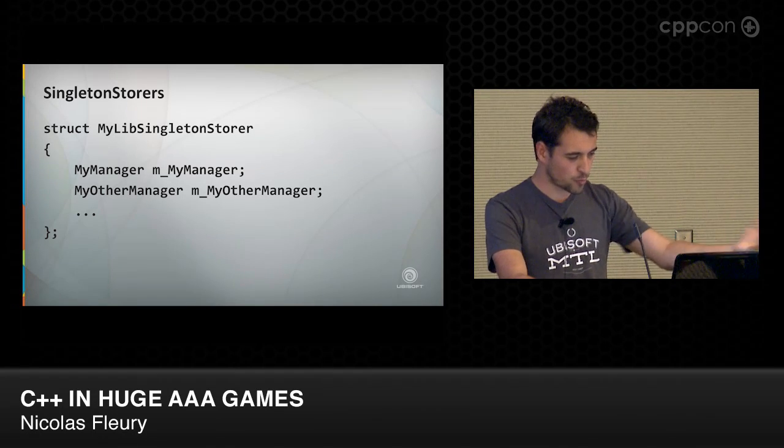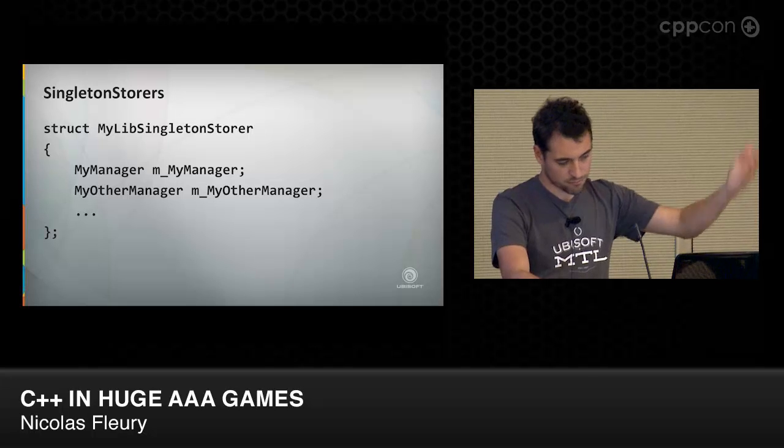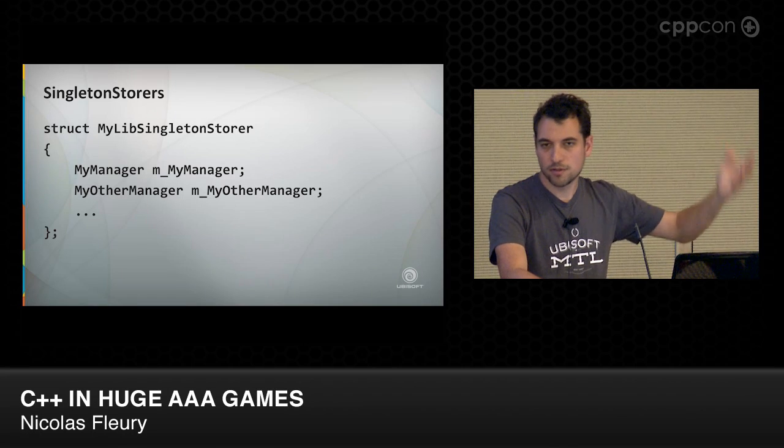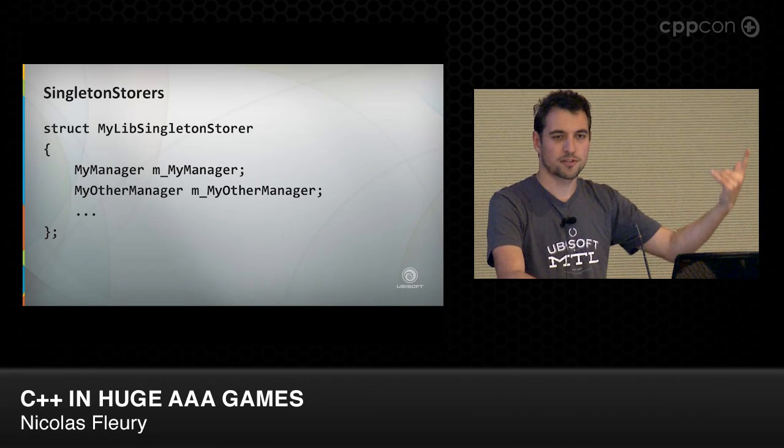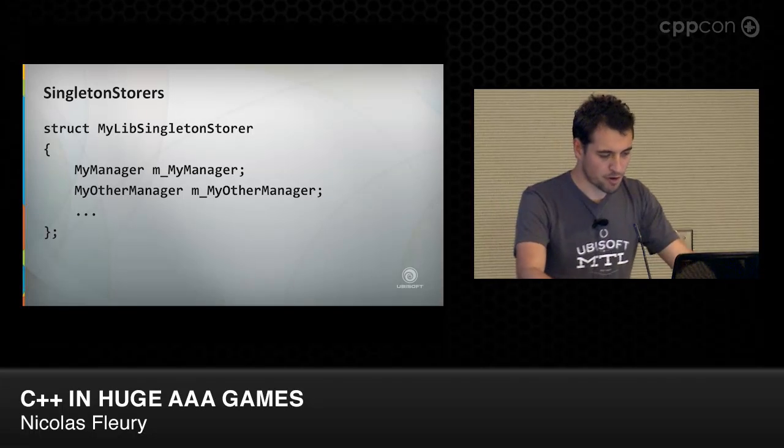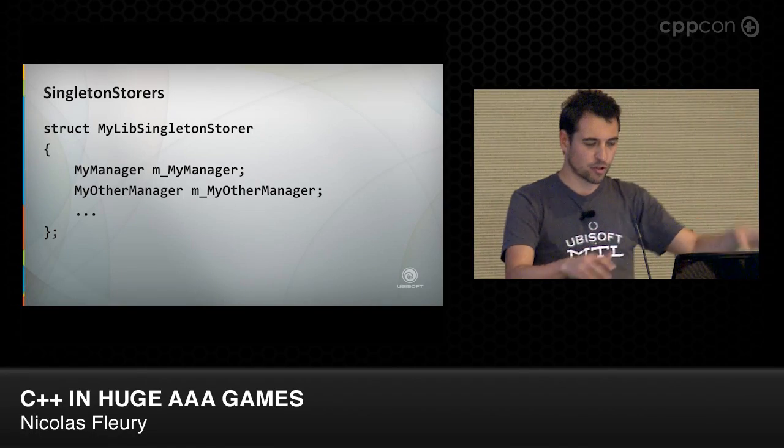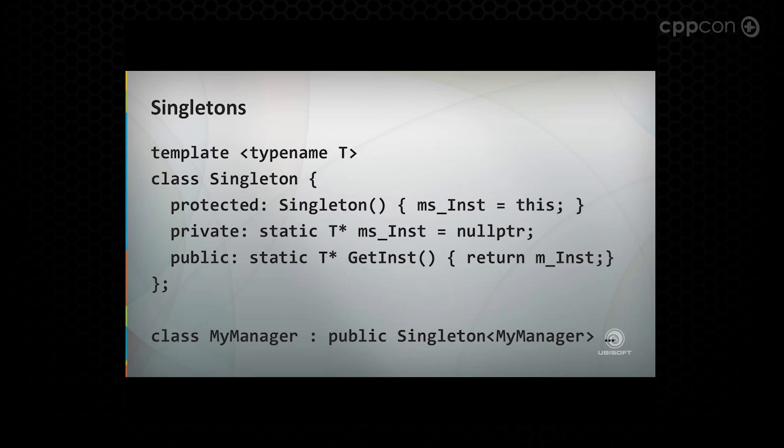So what we do is that we use a property of C++, very simple, that constructors of members are called in the order of declaration and destructors in the reverse order. So every library has a special structure that we call singleton story, where we declare our singletons in their order of dependency. So how to implement such a singleton? One way of doing it is just to have a static pointer and set it in the constructor.